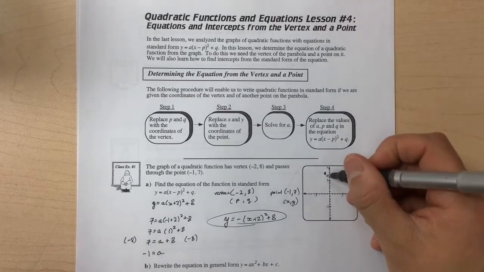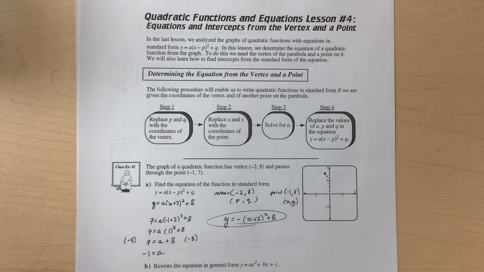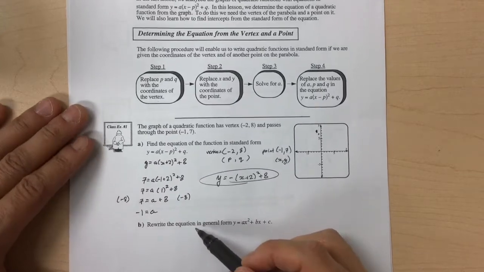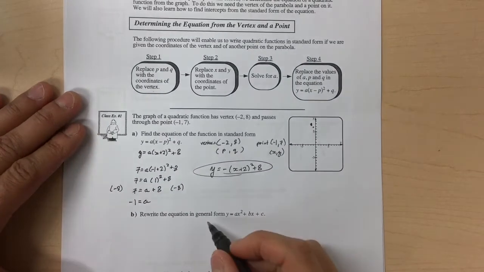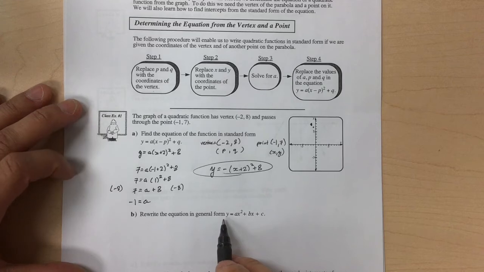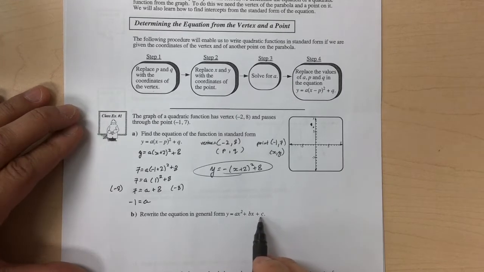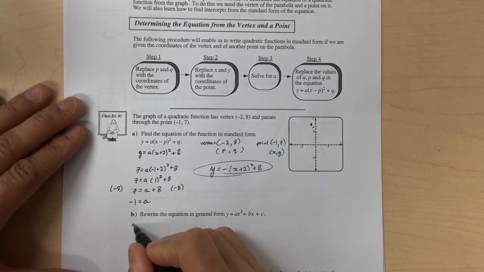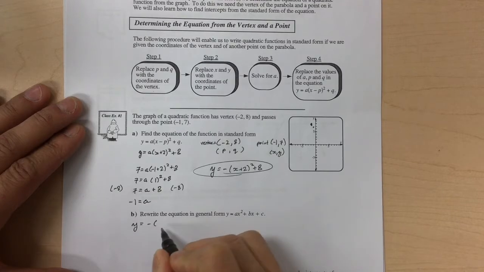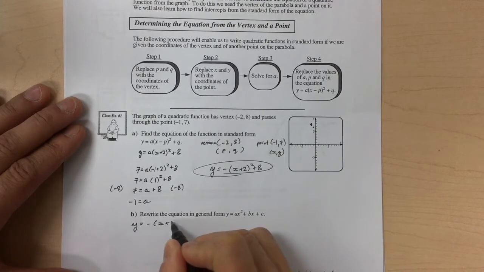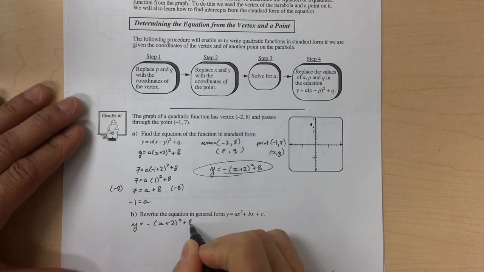And so then we could draw this on our graph. So let's see if we look at our graph. Oh, actually, let's look at the rest of the question. Rewrite the equation in general form: y is equal to ax squared plus bx plus c. So here's my original standard form equation, -(x plus 2) squared plus 8.